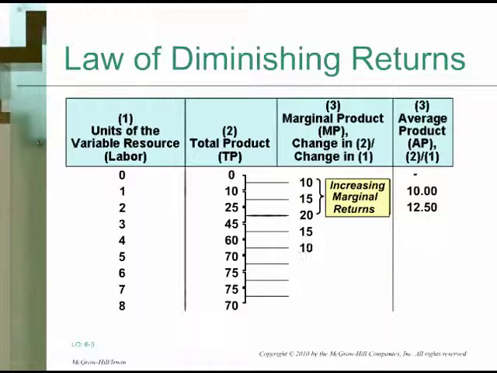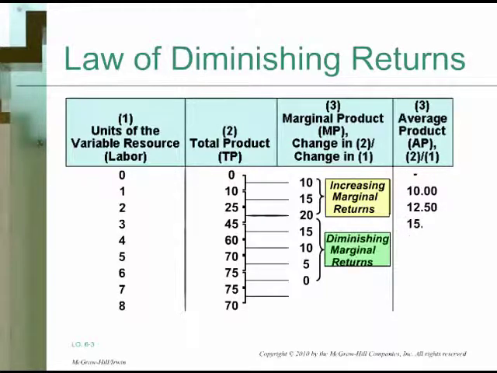10 units for the first unit of labor, 15 units for the second, and 20 units for the third. Now, as we add more labor, marginal product will decline. Finally, when we add the 7th unit of labor, marginal product is 0. Additional labor is not helping. If we continue adding labor to the same plant, it will get too crowded and marginal returns will be negative. In other words, total product will fall as we add more labor.